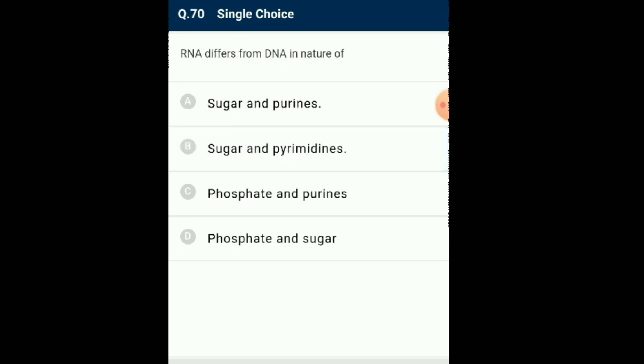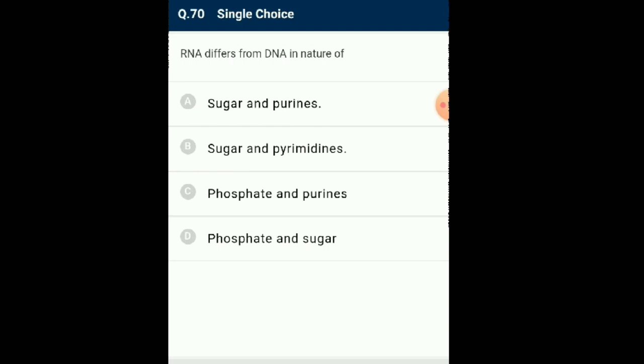Question number 70. RNA differs from DNA in nature of. Structurally, RNA is very close to DNA. Each backbone or nucleotide is made up of a nitrogenous base, a ribose sugar, and a phosphate group, that is similar to phosphoric acid.